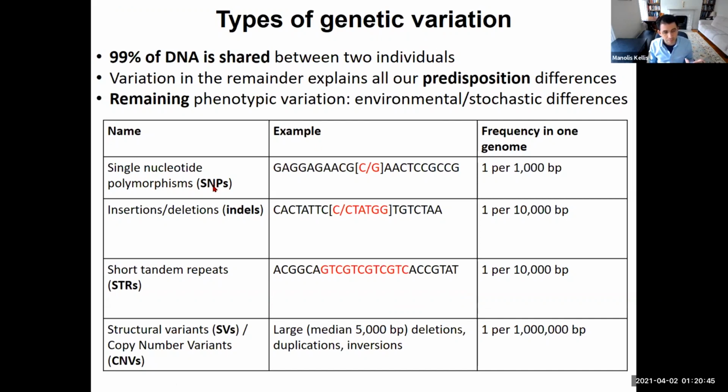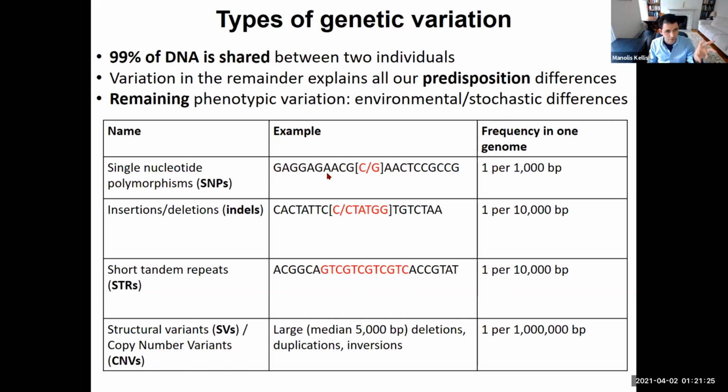We're going to be talking about SNPs, or single nucleotide polymorphisms, which are a single letter change. We're going to be talking about small indels, where TATGG is added to this position in addition to the C that's already there. We're going to talk about short tandem repeats, which are GTC, GTC, GTC, GTC, where we have about 1 every 10,000 base pairs. And then these large structural variants and copy number variants, which are in median length 5,000 nucleotides, which can basically insert or get deleted. And these happen roughly every million nucleotides.